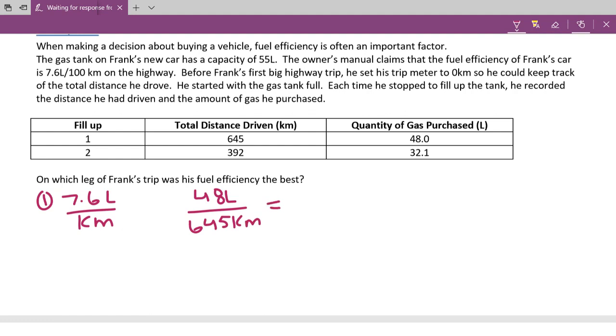Right, again, it's hard to compare when I'm comparing something that's a unit rate to something that's not. So let's turn this into a unit rate. Oh, sorry, this was per 100 kilometers. So I'm going to start by turning this just into a unit rate for every 1 kilometer. So 48 divided by 645 gives me 0.074 liters for every 1 kilometer.